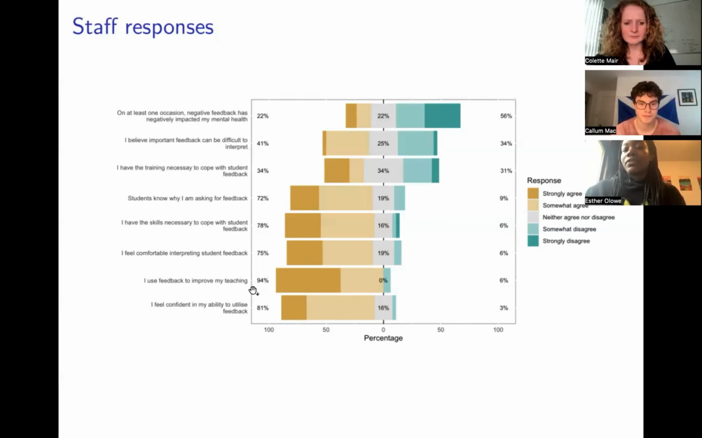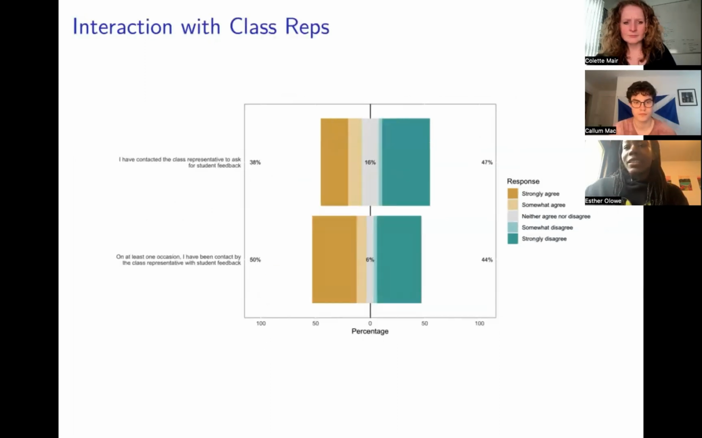For the majority, a lot of staff do know why they are asking students for feedback, and the positive effect that this can have for both the lecturer and the students.